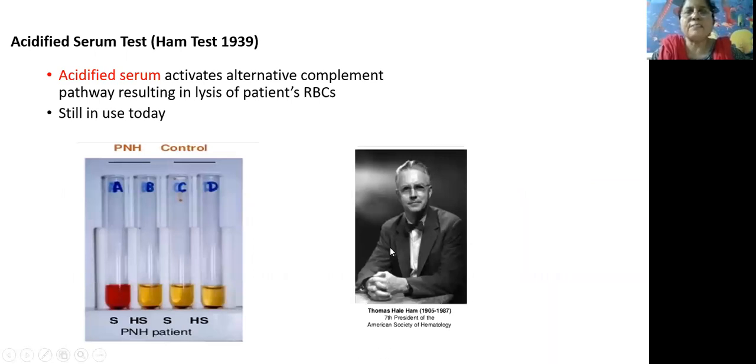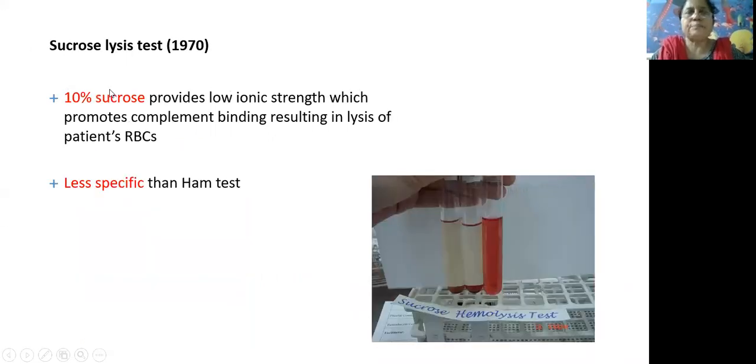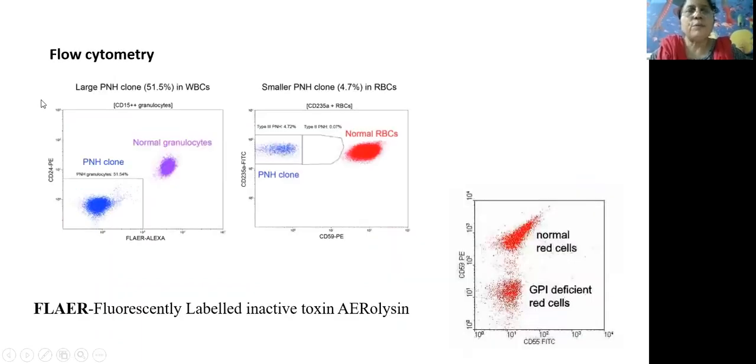He is the HAM test. This person found out that if you mix up the RBC in serum with a little bit of acid, that will cause lysis. Okay, this is PNH patients. This is control, will not cause lysis. This patient serum is lysed. Sucrose lysis. This is patients and this is control. 10% sucrose causes lysis. Flow cytometry and PNH clone of cells lack this.